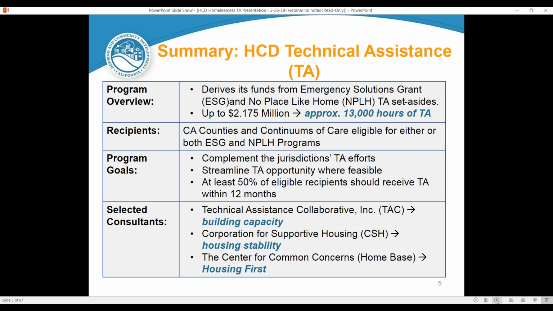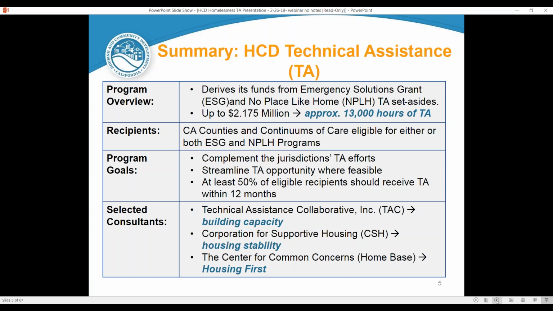I have done all the procurement. You do not have to worry about procuring the consultants. The recipients are California counties or continuums of care that are eligible for either the ESG program or the No Place Like Home program. With the ESG program, we have provided awards to all 43 COC continuums of care in our state.